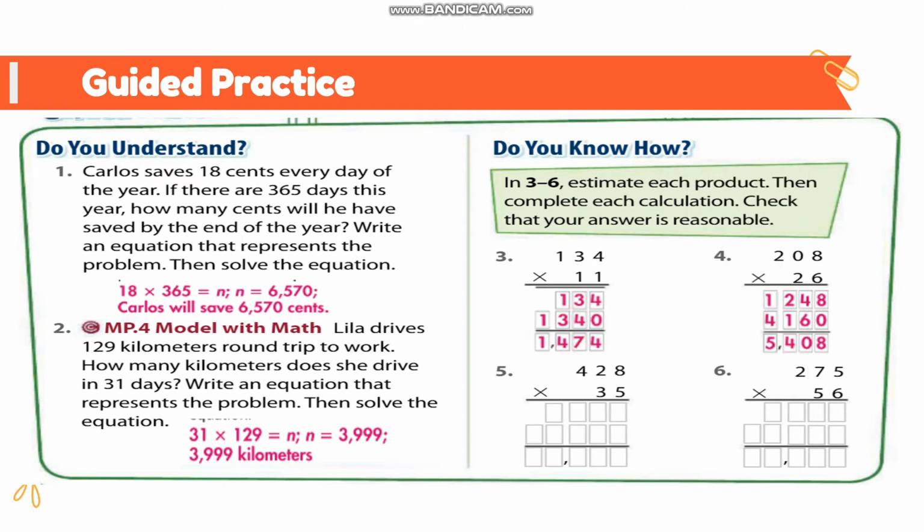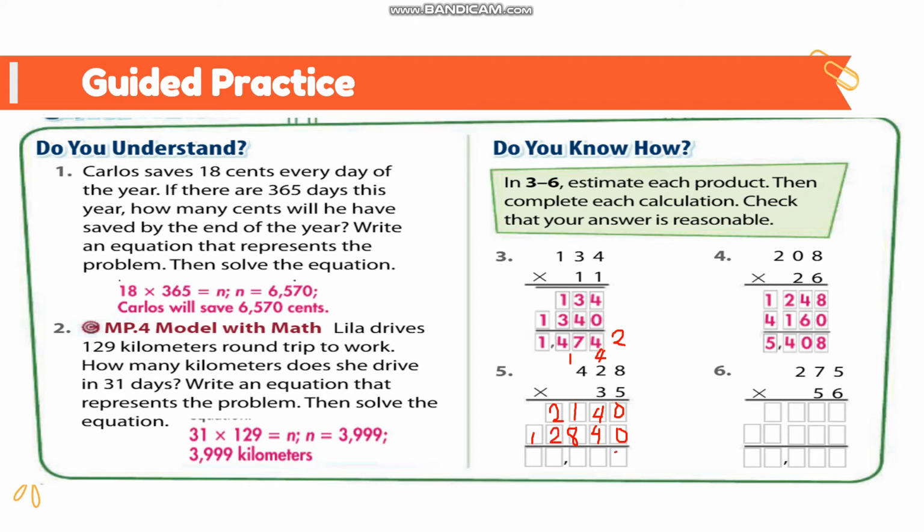5 multiplied by 8 is 40. So 0, regroup 4. Then 5 times 2 is 10 plus 4 is 14. So 4, regroup 1. 5 times 4 is 20 plus 1. That is 21. Then we need to put 0. 3 times 8 is 24. So 4, regroup 2. 3 times 2 is 6 plus 2 is 8. Then 3 times 4 is 12.